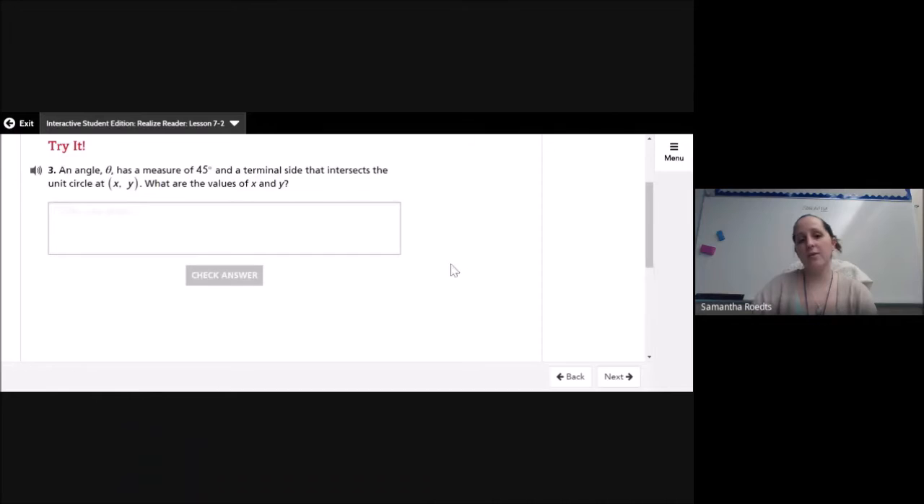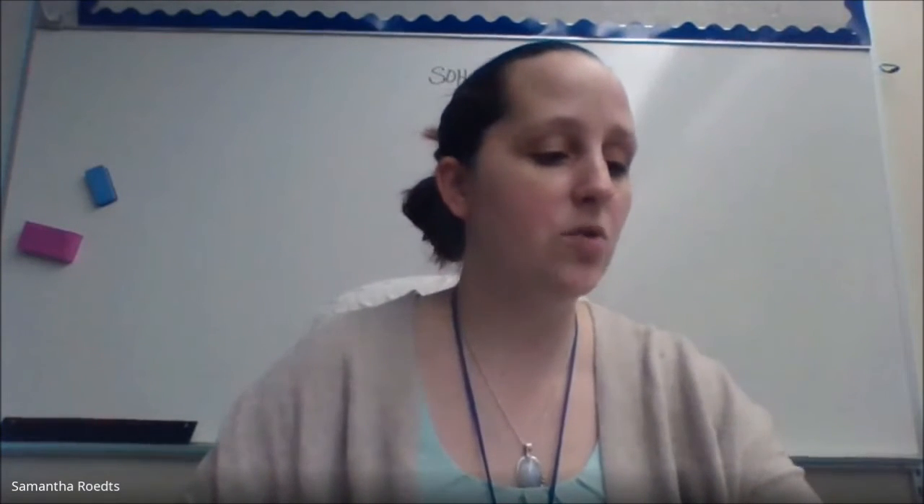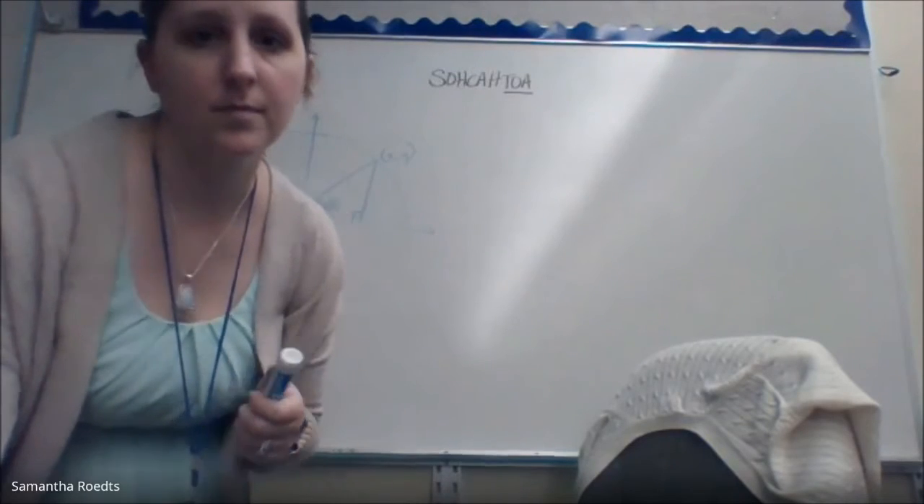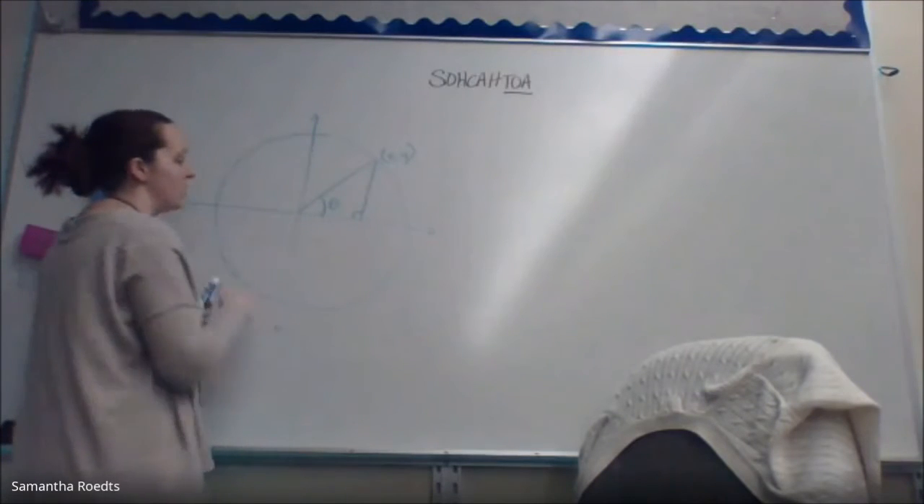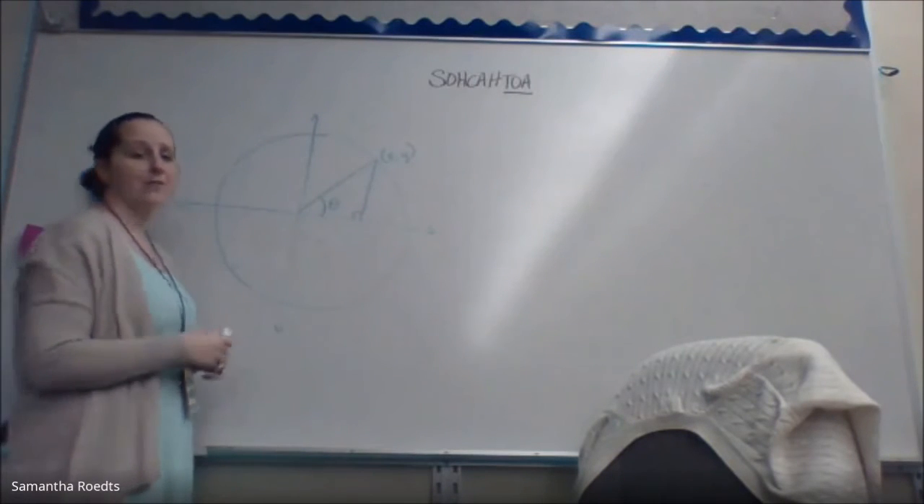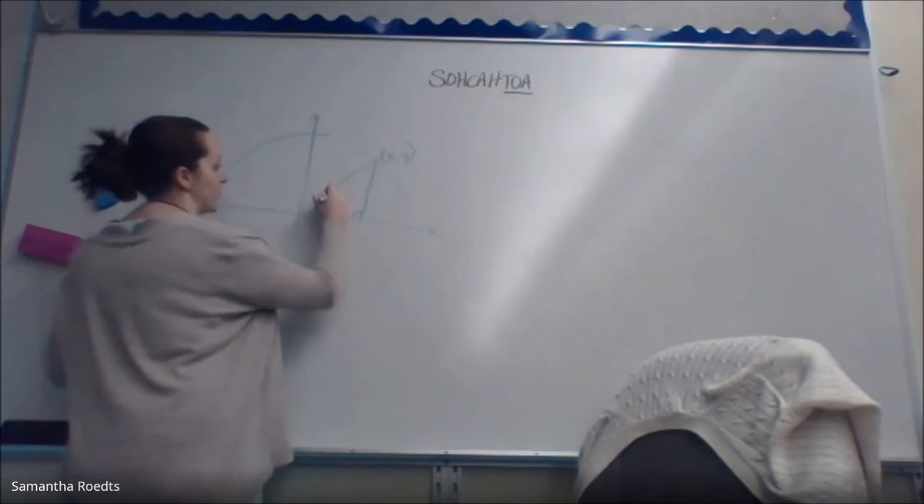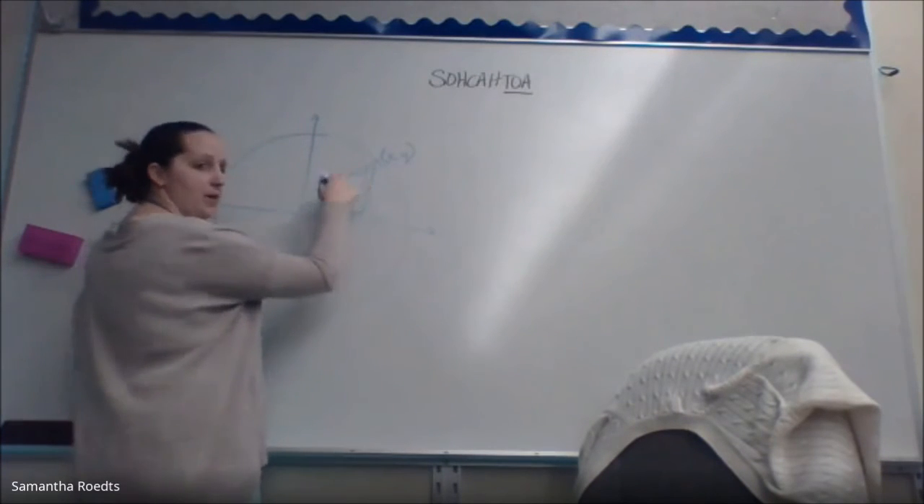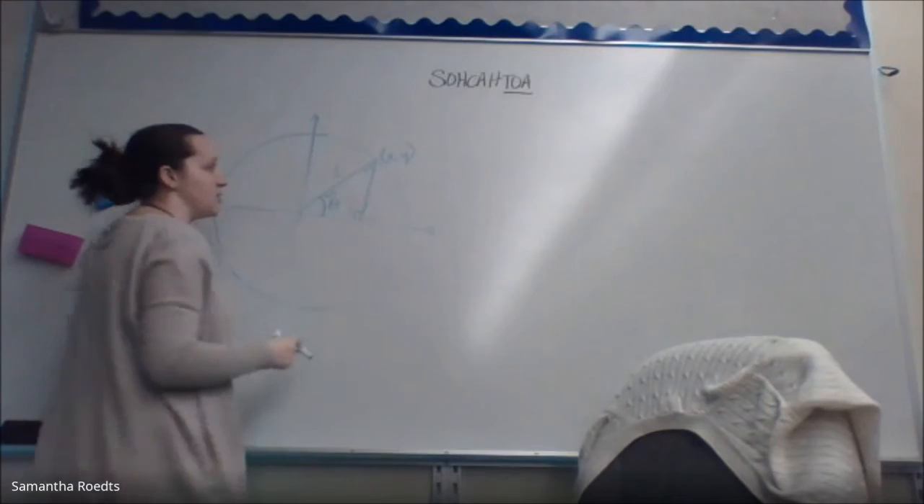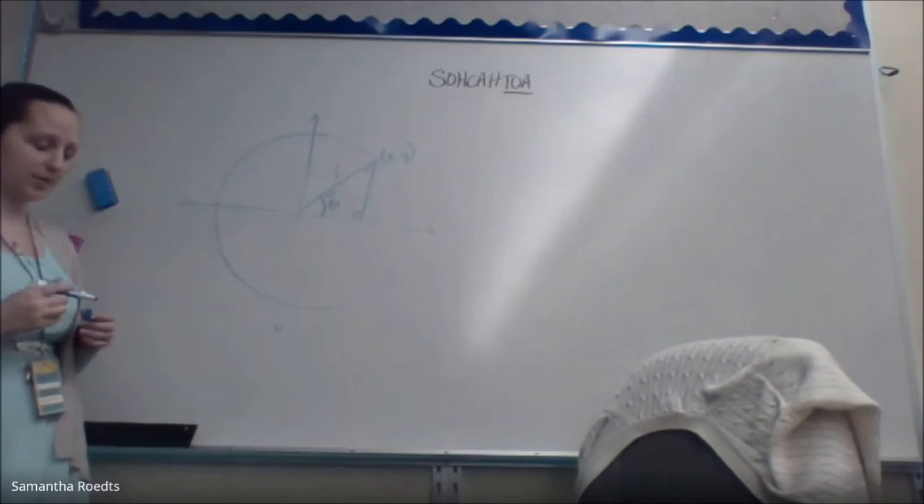All right, so let's try it. An angle theta has a measure of 45 degrees and a terminal side that intersects the unit circle at x, y. What are the values of x and y? Okay, so you can draw a circle for this. So here is my triangle. We know that this is a 45, 45, 90 degree triangle. So theta is 45, and this one's also 45. We know my hypotenuse is 1 because this is the unit circle, so it's a radius of 1.